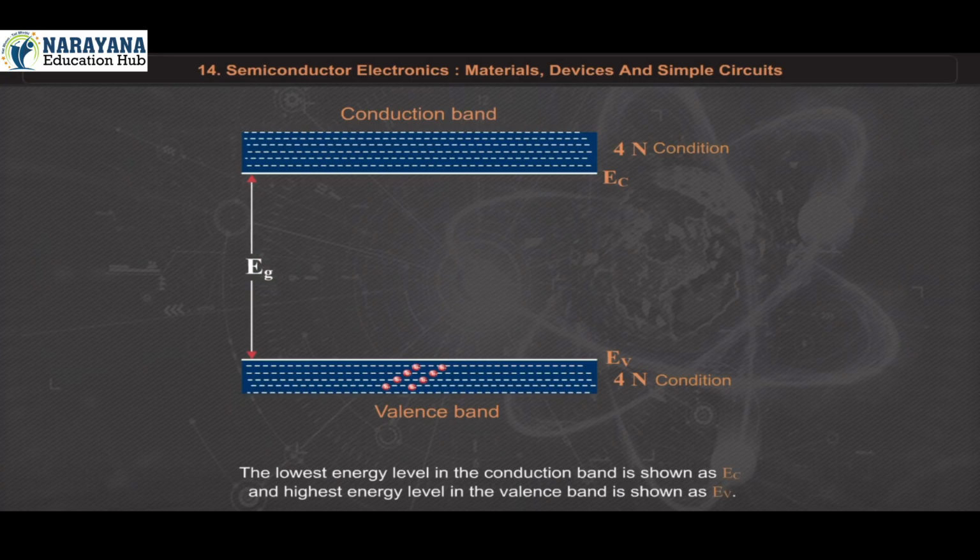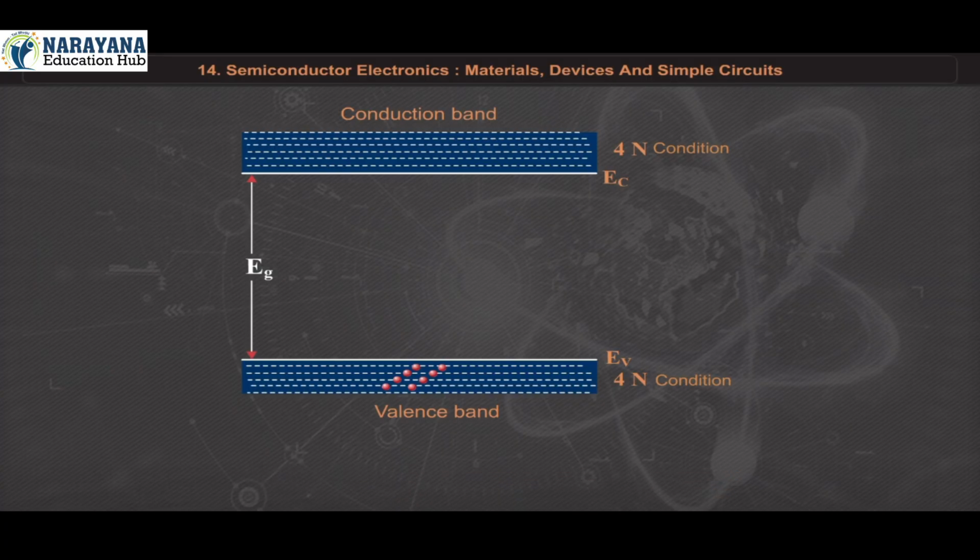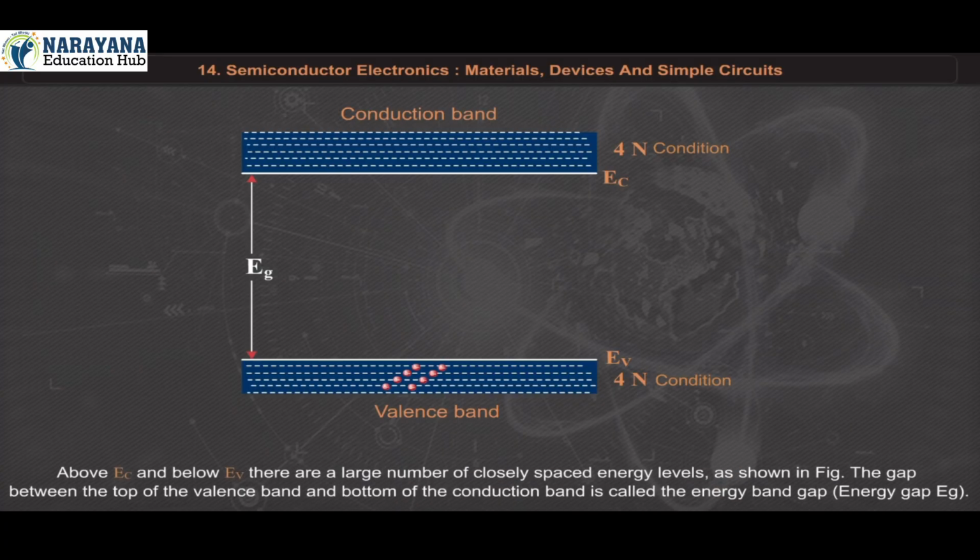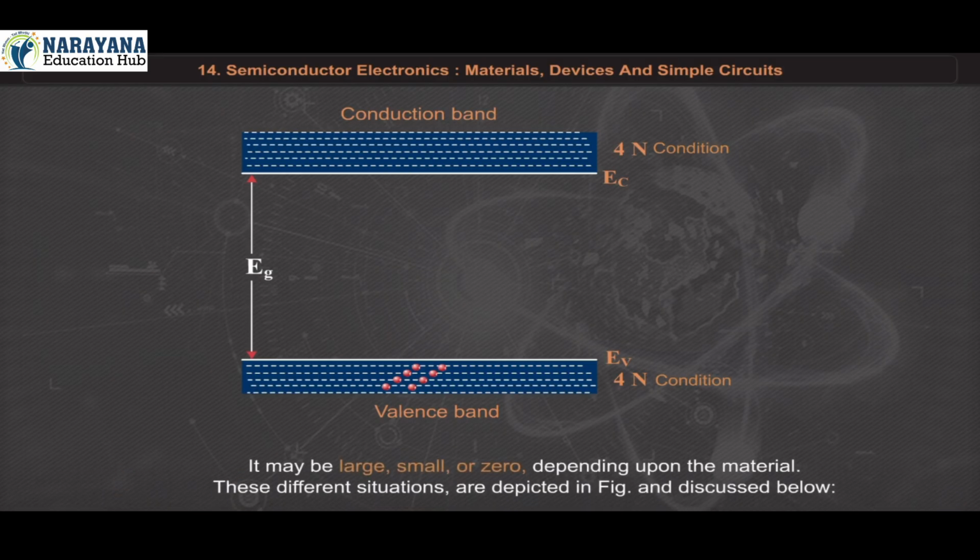The lowest energy level in the conduction band is shown as Ec, and highest energy level in the valence band is shown as Ev. Above Ec and below Ev, there are a large number of closely spaced energy levels as shown in figure. The gap between the top of the valence band and bottom of the conduction band is called the energy band gap, that is energy gap Eg. It may be large, small, or zero depending upon the material. These different situations are depicted in figure and discussed below.